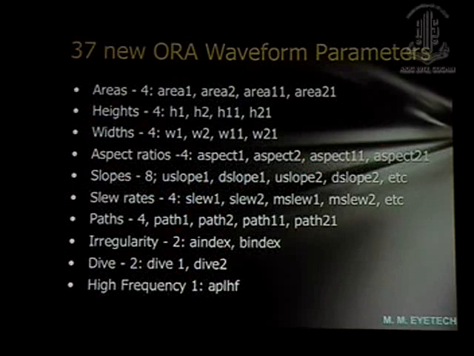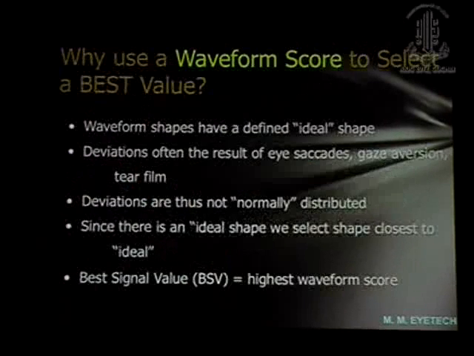These are the other ORA waveform patterns that are looked at, and the parameters. There are 37 of these which have been independently analyzed to give what we call the corneal signature. And now these machines also give us a waveform score.